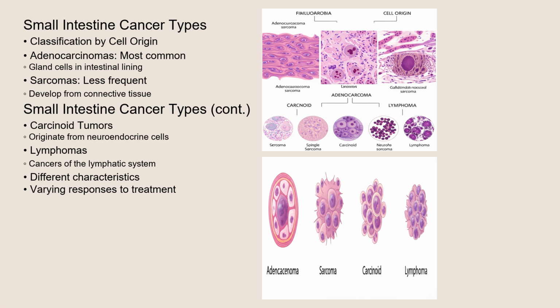Small intestine cancers are classified based on the type of cells they originate from. Adenocarcinomas are the most common type, arising from the gland cells in the intestinal lining. Sarcomas, which develop from connective tissue, are less frequent. Carcinoid tumors, which originate from neuroendocrine cells, are also found in the small intestine. Lymphomas, cancers of the lymphatic system, can sometimes affect the small intestine as well. Each type of cancer has different characteristics and may respond differently to treatment.